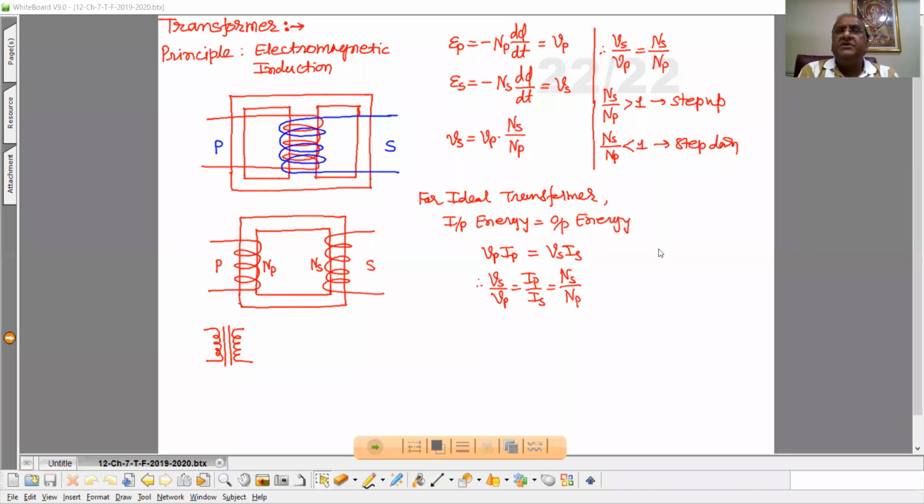In the magnetization and demagnetization of a substance, we already discussed this hysteresis loop. The area of the hysteresis loop gives you the loss of energy in the form of heat. So as the core of this transformer, we have to use such a material for which the hysteresis loss is minimum.